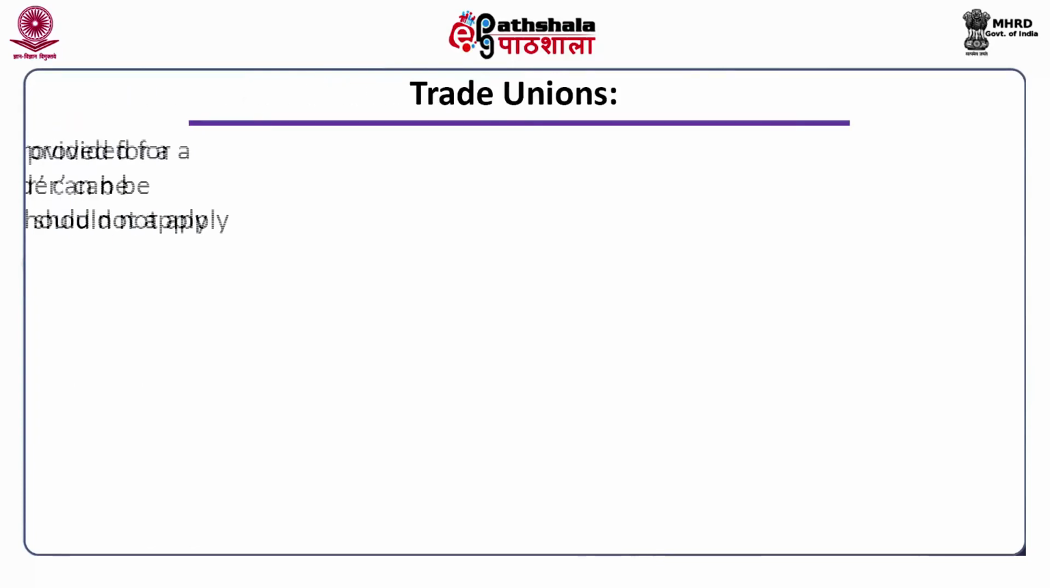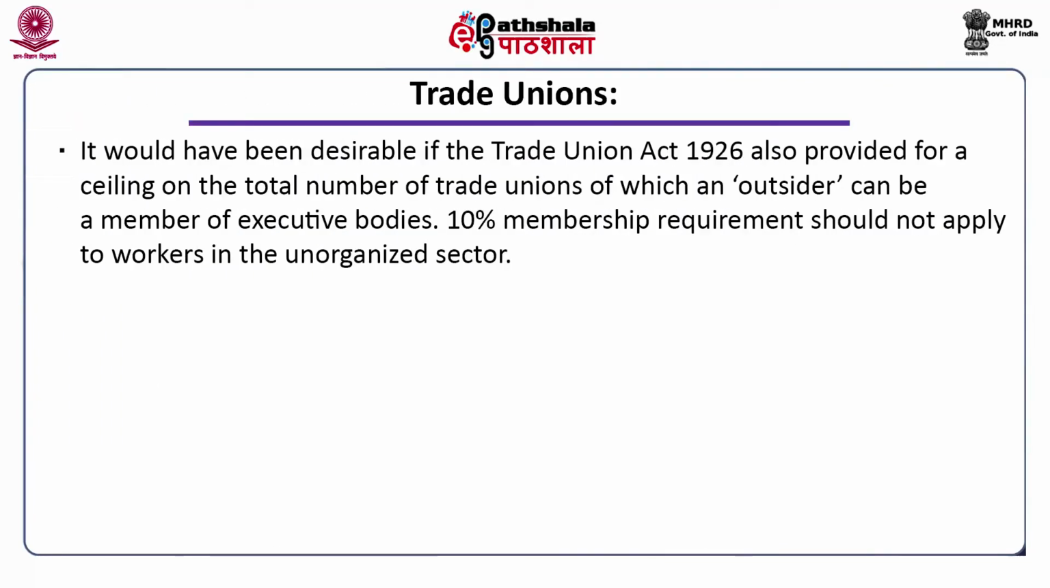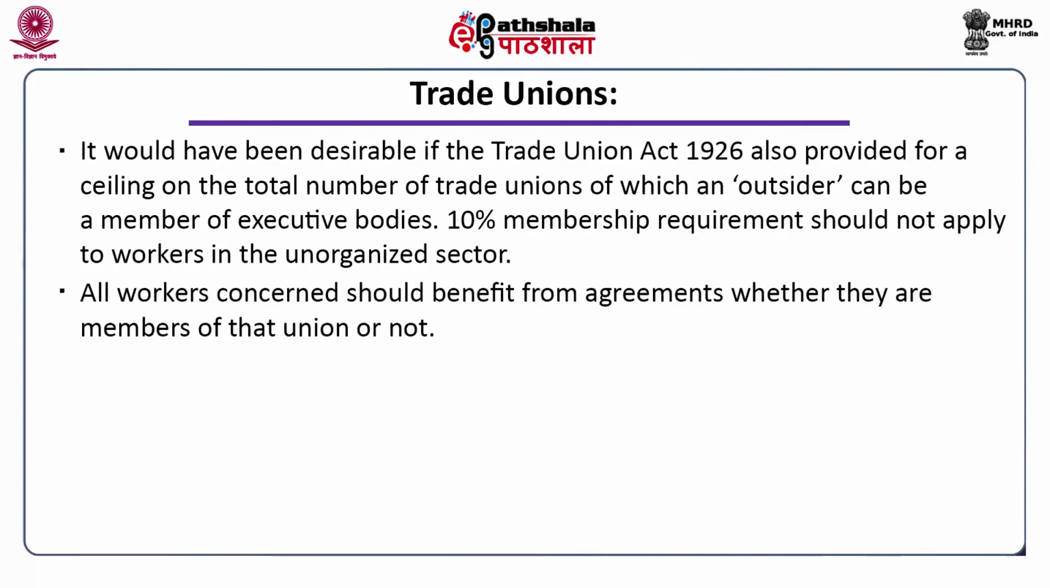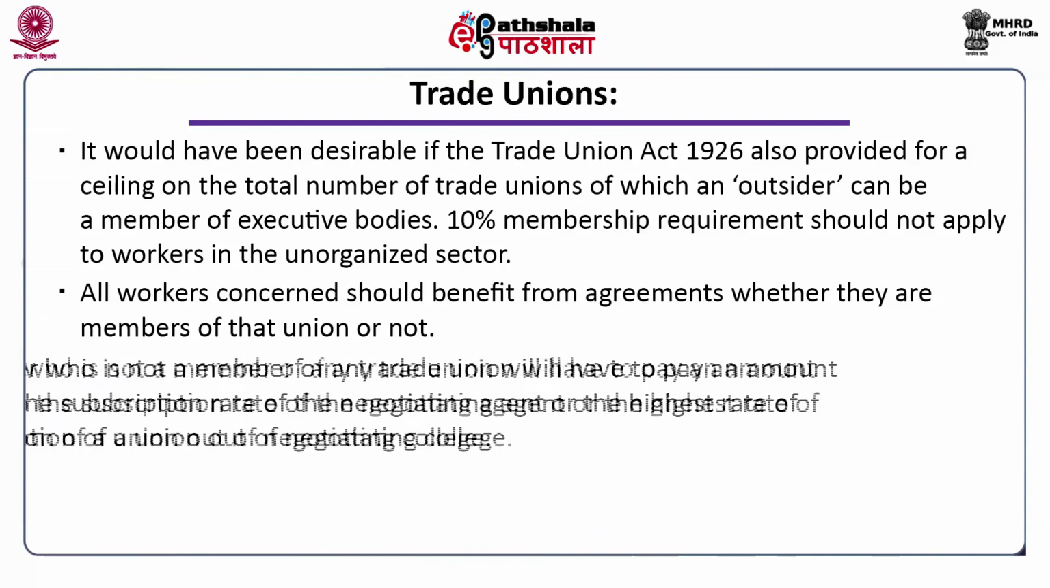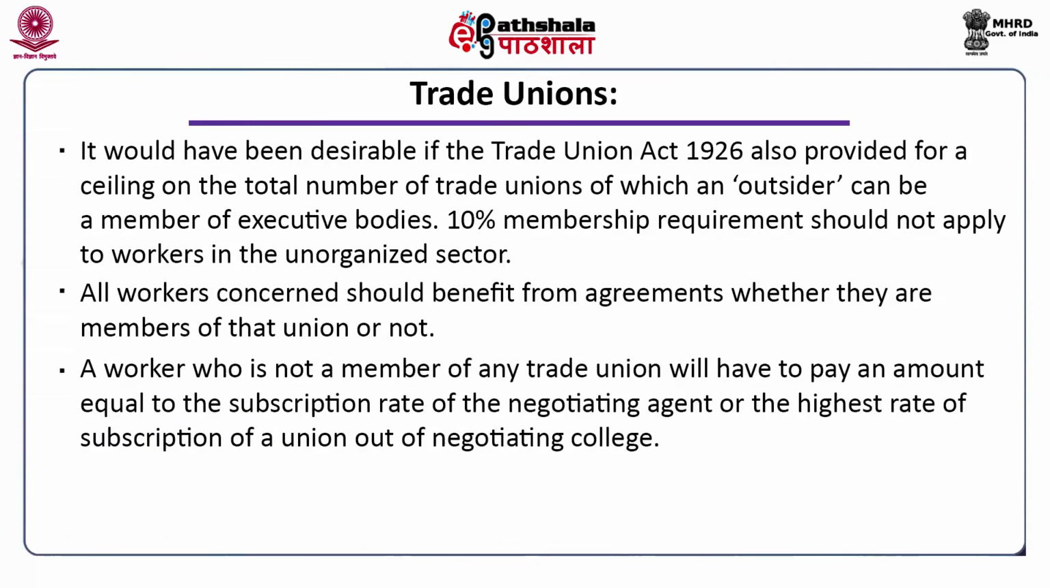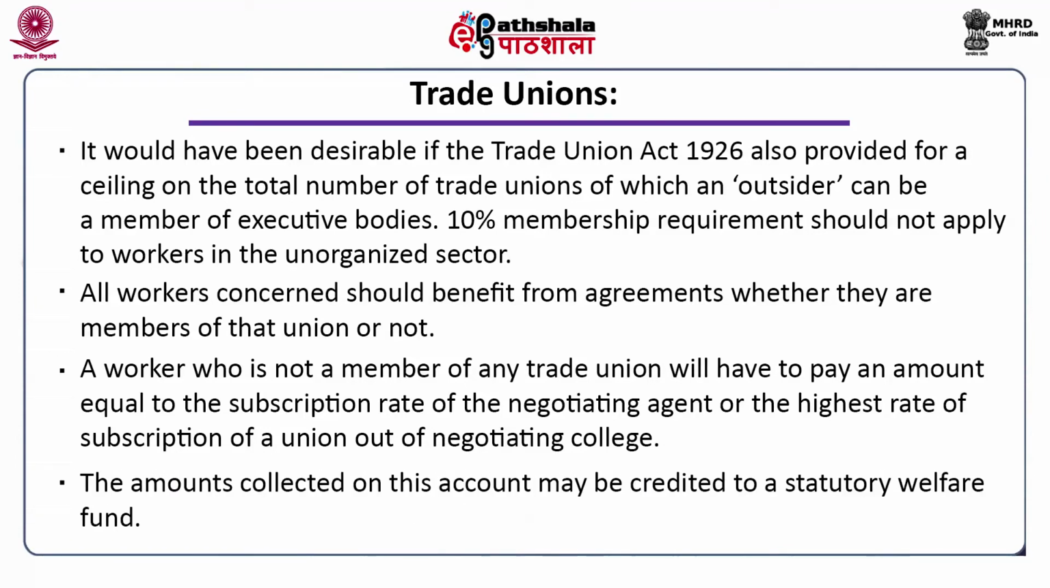Trade unions. It would have been desirable if the Trade Union Act 1926 also provided for a ceiling on the total number of trade unions of which an outsider can be a member of executive bodies. The 10% membership requirement should not apply to workers in the unorganized sector. All workers concerned should benefit from agreements whether they are members of that union or not. A worker who is not a member of any trade union will have to pay an amount equal to the subscription rate of the negotiating agent or the highest rate of subscription of a union out of the negotiating college. The amounts collected on this account may be credited to a statutory welfare fund.